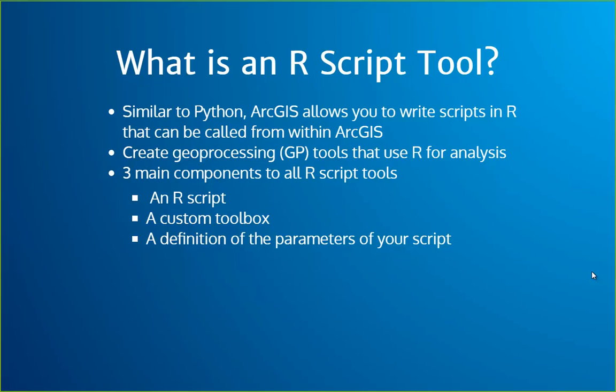There are three main components to all R script tools, and these are overarching components that you'll need. The function will not work, nothing will work correctly, if you do not have all of these components. So an R script, this is the most important component, a custom toolbox that you're storing your GP tool in, so a .tbx, and a definition of the parameters of your script. And this is going to be done in the actual ArcGIS Pro GP tool, or the script tool, sorry.